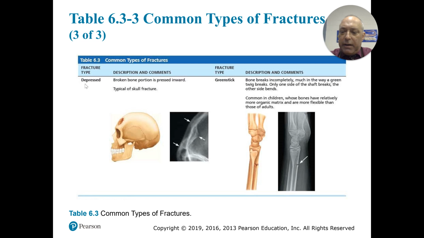Let's see. There are depressed fractures, like with the skull, when you get depression of these flat bones. Green stick fractures are incomplete breaks. It's much the way you break a green twig. It doesn't quite break, it bends, but somewhat breaks. And so these are green stick. These are quite common in children.